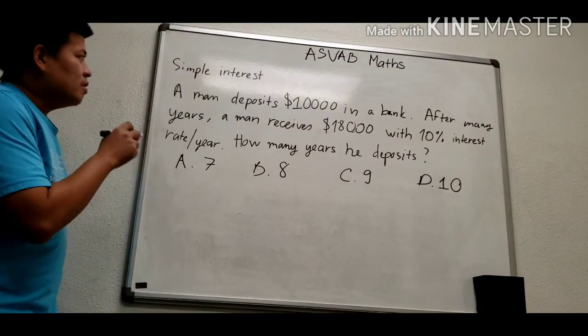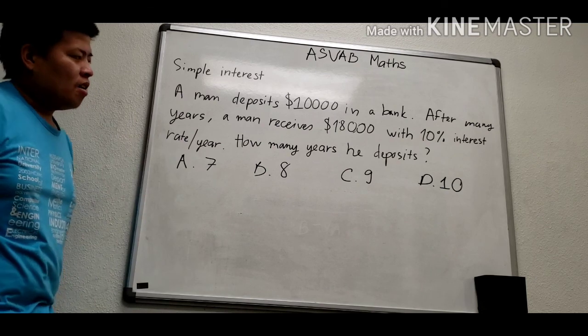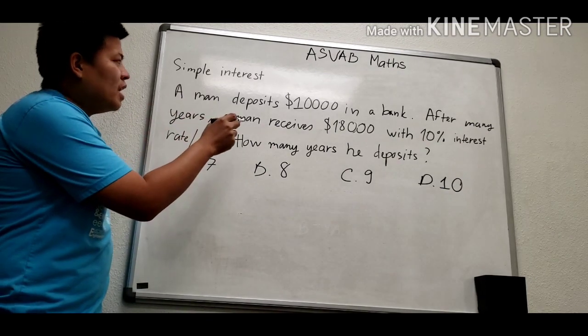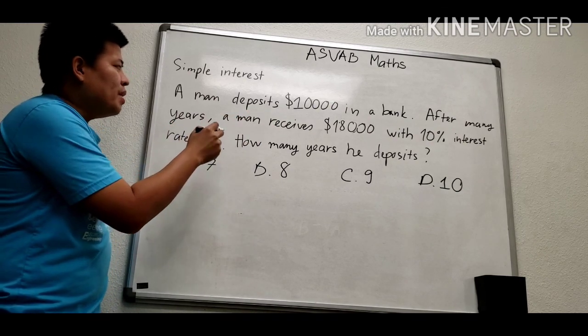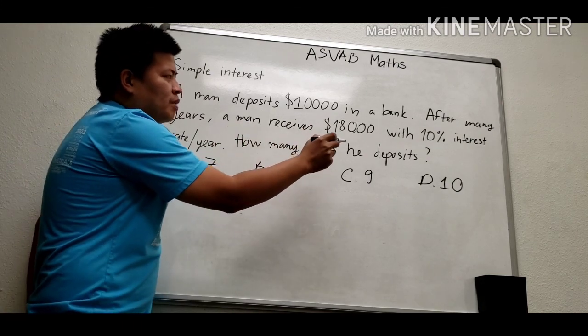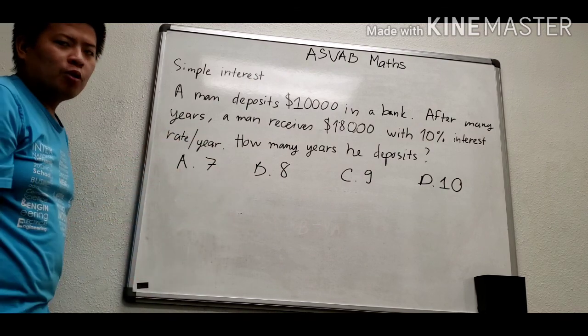So today I will talk about simple interest. First, let's see another practice test. A man deposits 10,000 in a bank. After many years, the man received 18,000 with a 10% interest rate per year. How many years did he deposit?